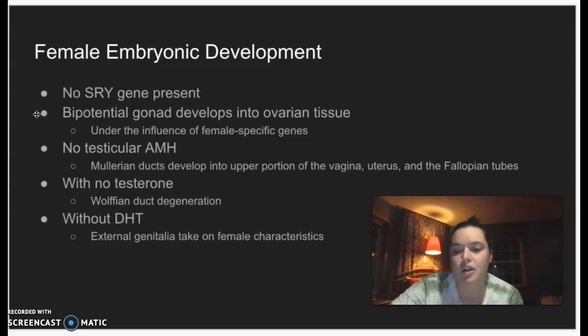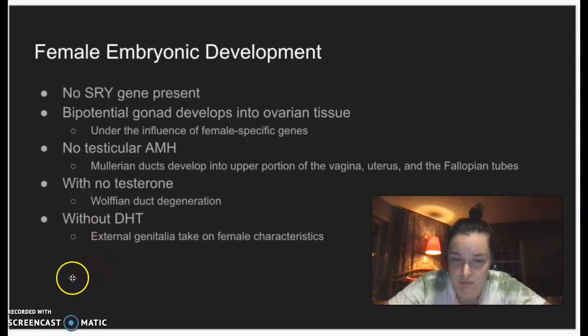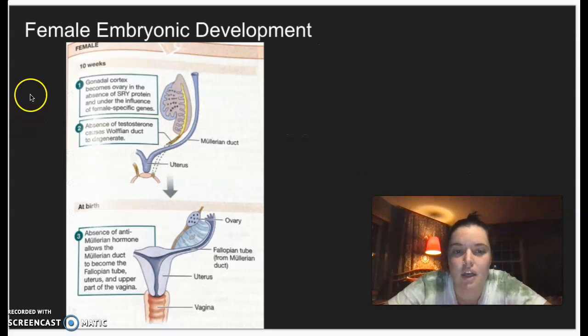So the female embryonic development really is based upon the fact of having no SRY gene present. Without this being present, we will develop the female reproductive organs and will remove the Wolffian duct by degenerating it. In this next slide, we will look at a quick picture similar to the one from the male embryonic development, just discussing how the bipotential embryo will then come down and differentiate into the female.